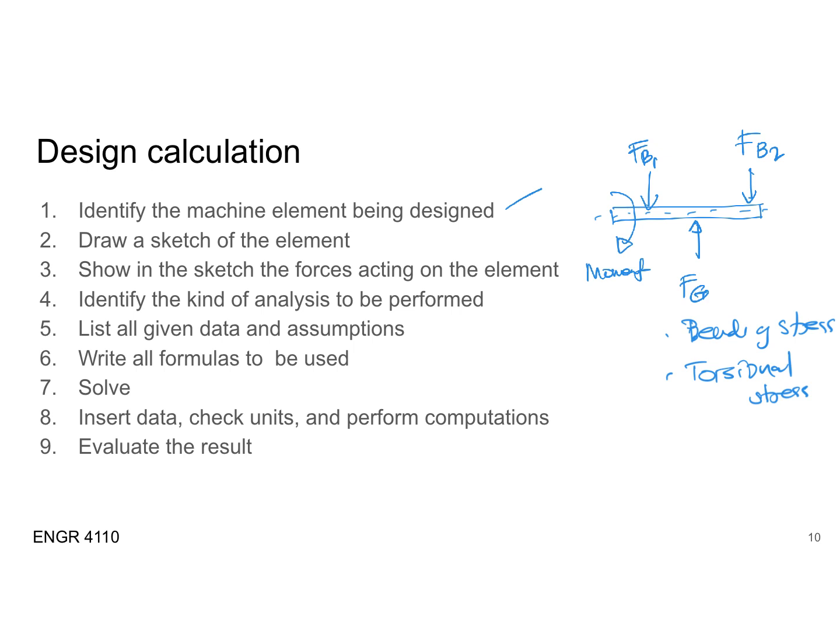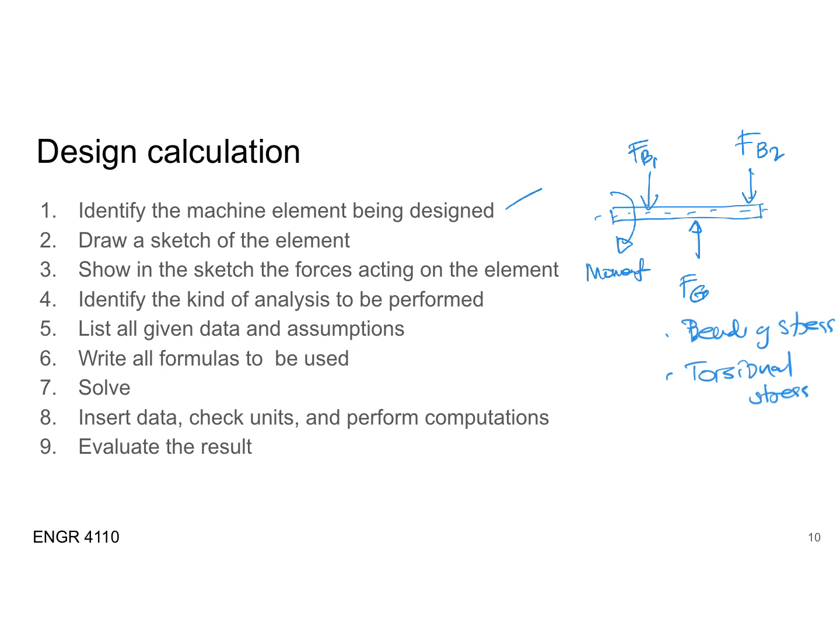Then list all given data and assumptions, write all the formulas to be used, and then solve the problem. Insert the data, check the units, perform the computations, and then evaluate your results. Now, this is a very good guideline when doing a calculation, not only for machine design, but for any design aspect in engineering, especially when you go into practice. So just read this method and also try to, if you could, memorize it.